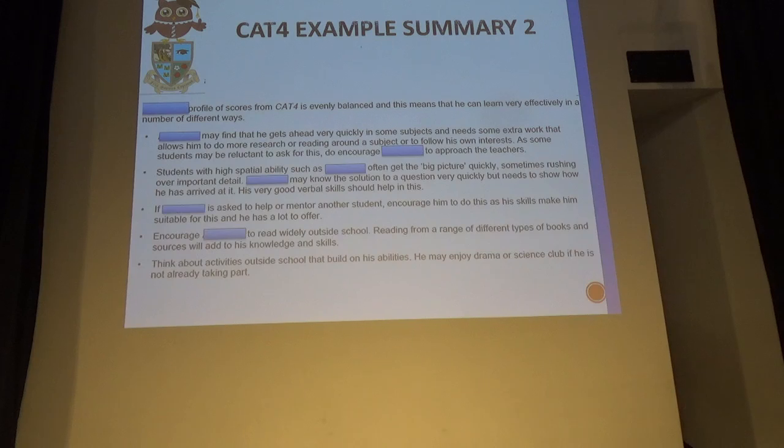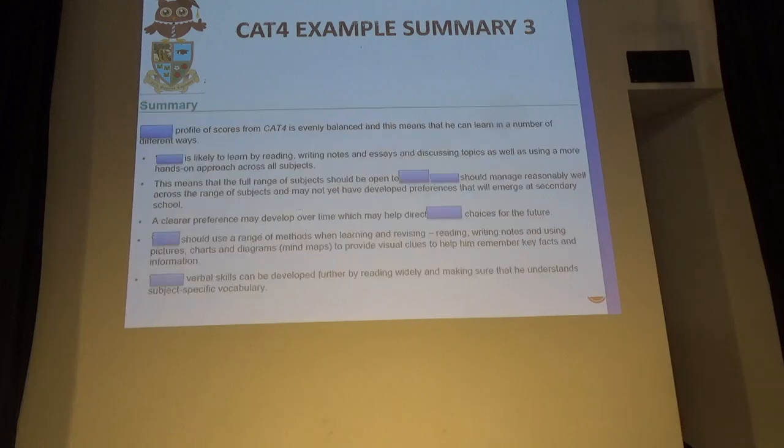Children with high spatial abilities, as I said earlier, may just know the answer to a problem. They see the answer very quickly, but for a child who sees the answer very quickly, you might have to tell them to wait, slow down, don't rush, and don't miss important detail.